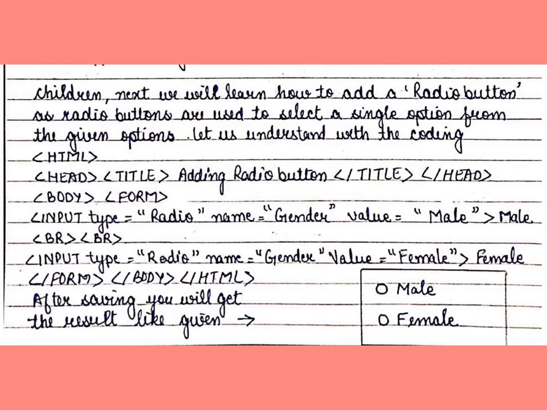Children, here type is equal to radio indicates that radio button is the interface element. Name is equal to gender specifies the name of the radio group. And value is equal to male and value is equal to female, based upon which radio button will be selected, the particular value will be assigned to the radio group gender. And checked: the radio button with this attribute will be selected by default.